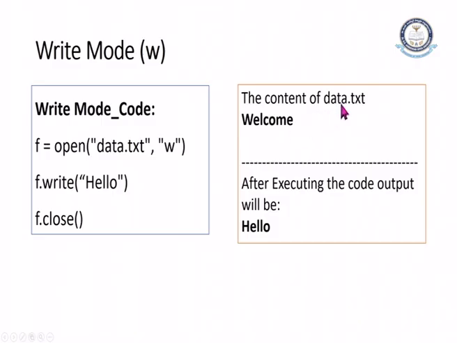Now try to understand this one. We have the text welcome in the data.txt file. After executing that, as I covered just now, the existing data will be erased. So the data we have in the existing file is welcome, that will be erased. And what is the text we have written in the write function? Hello. So that hello will be stored in the file. That is why after executing this code, if you open the data.txt file, in that you will observe hello. You will not observe welcome because welcome is erased. So that is how to implement write mode.